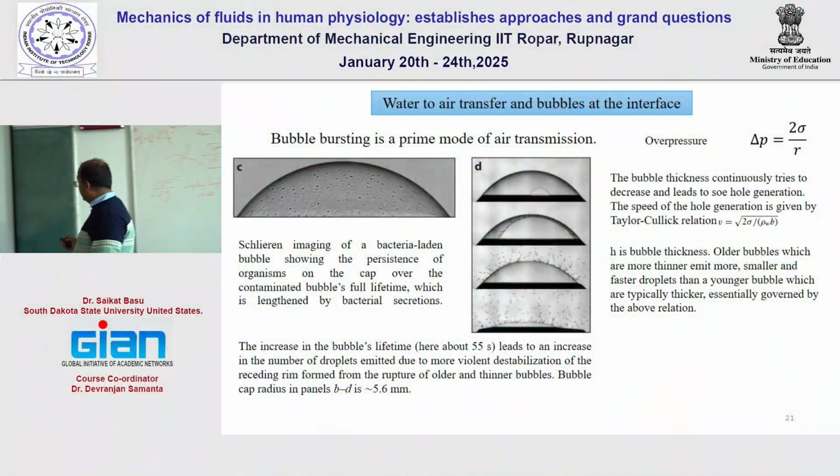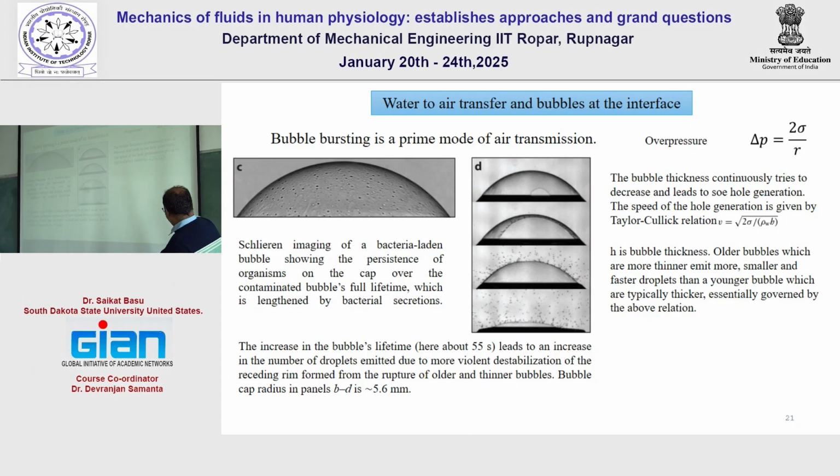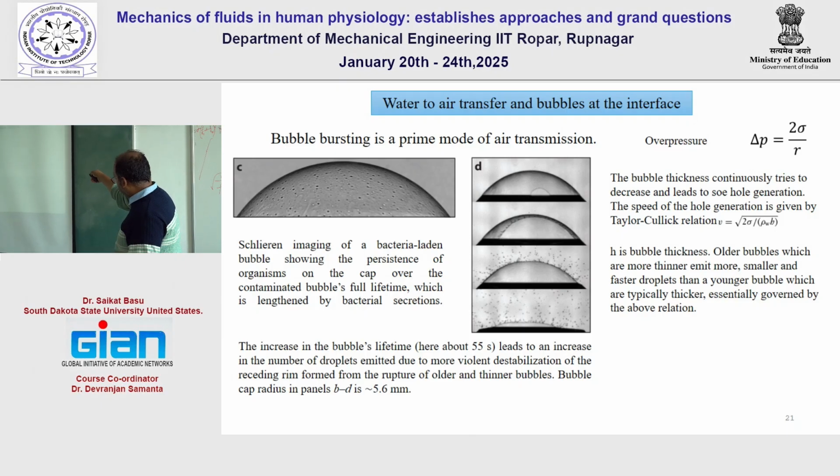Then you can see, as I was saying, that once the hole is being formed, it is governed by the Taylor-Culick relation, which is V equal to square root of 2 sigma over rho_w h. This rho_w is the water density only, and h is the hemispherical cap height. So the retraction velocity of the hole, how fast the hole is being propagated in the bubble, is given by this relation. Depending upon the surface tension, the Taylor-Culick relation is essentially saying that if we add surfactants, the hole propagation will be slow, because surfactant reduces the surface tension of the fluid.